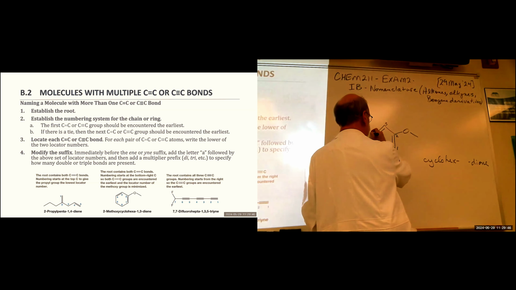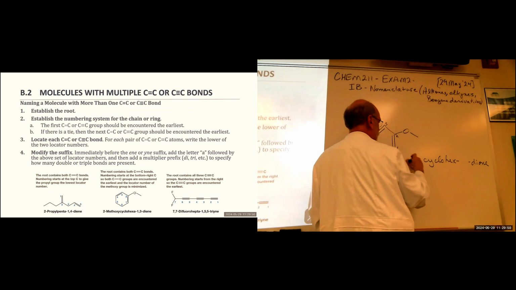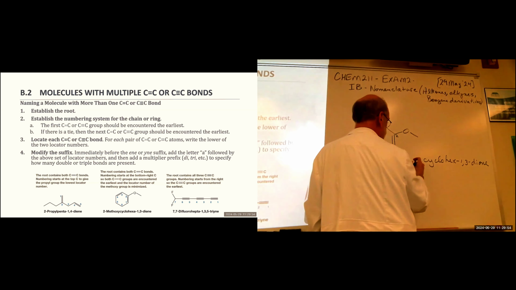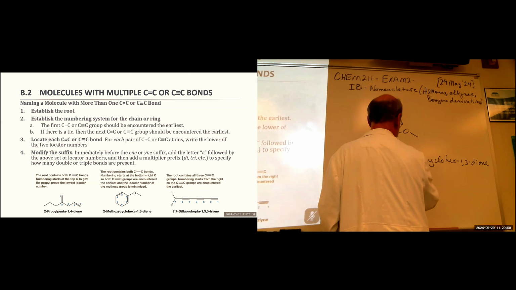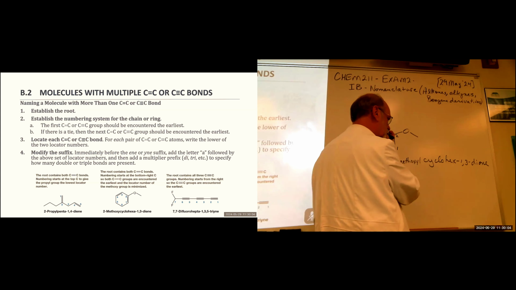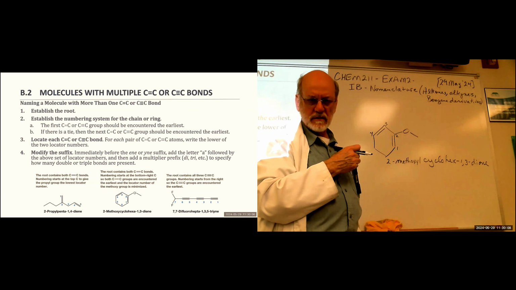And that makes this 3 and 4. So this would be 1, 3, di-ene. And then on the 2, we have methoxyl. That's at the 2. 2-methoxyl cyclohexyl-1,3-diene. Can you explain that one more time?